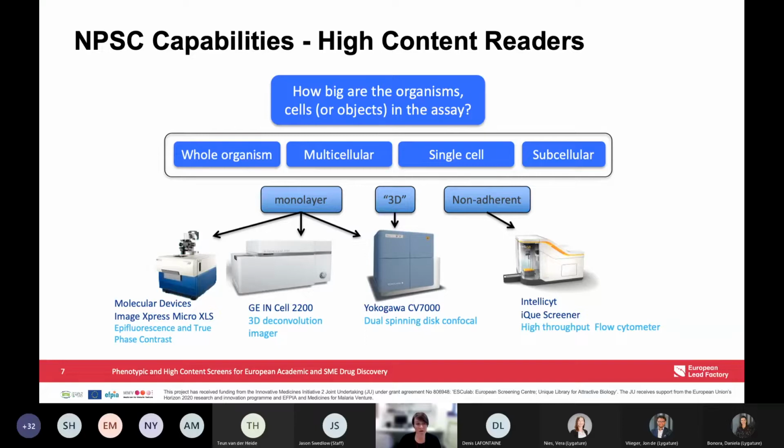We have a few different readers in-house, such as the IXM and the InCell, which can do high throughput, high quality imaging of monolayer assays. So can the CV7000, which is our confocal microscope, and that has the added capabilities of being able to do 3D imaging through Z-stacks and also live cell imaging. And then for any assays using non-adherent suspension cells, we have a high throughput flow cytometer in the IQ, which allows us to do flow-based assays.